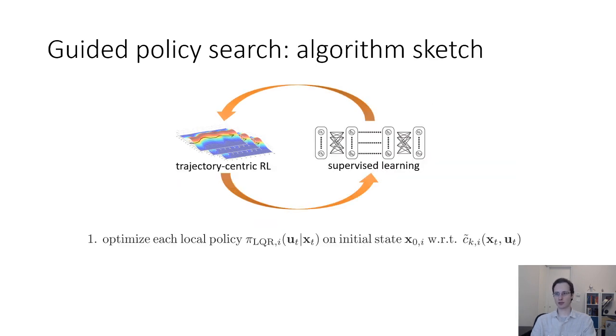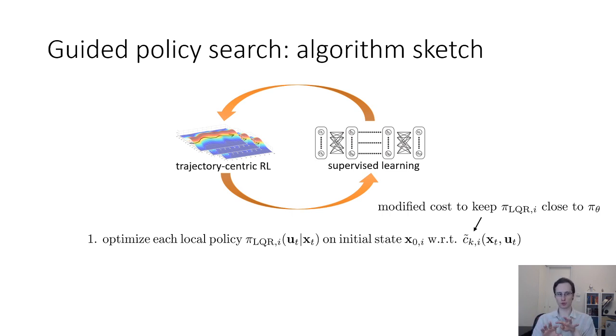So a basic sketch of the algorithm would look something like this. You optimize each local policy, which I'm going to call πLQR^i, where i indexes the local solutions. And that local policy starts from initial state x0^i. You would optimize it with respect to a modified cost, c̃_k^i. k indexes the iterations, i indexes the initial states. And the cost that you use is modified to include the task reward and an additional term to keep πLQR close to the global policy πθ. Because you don't want πLQR to take actions that are different from the actions πθ would take.